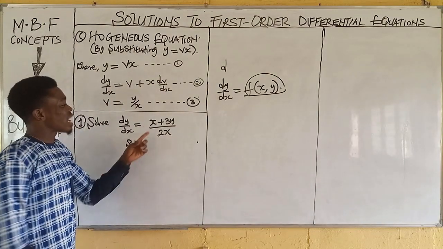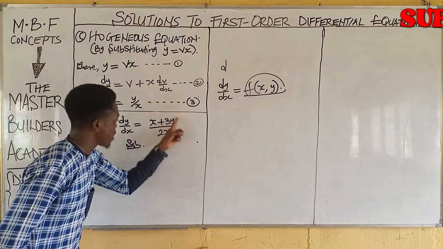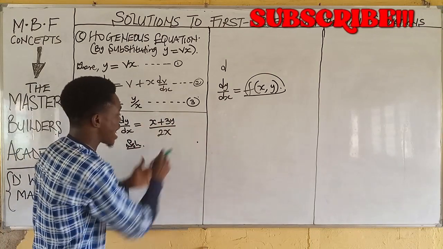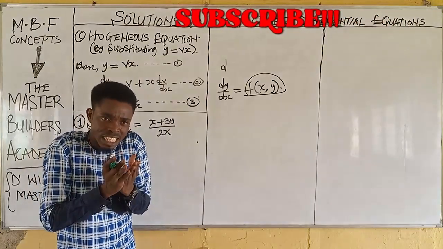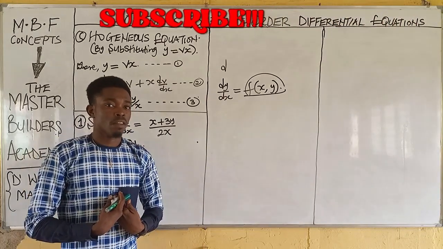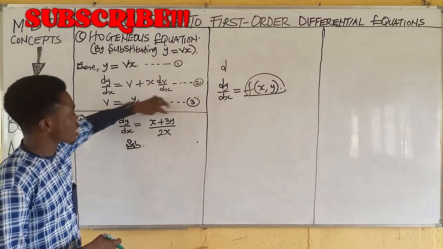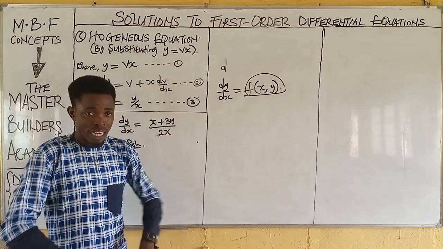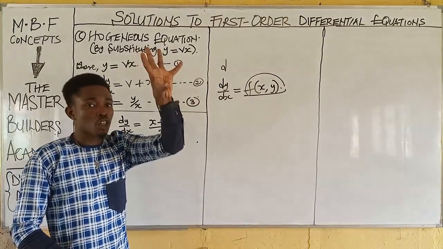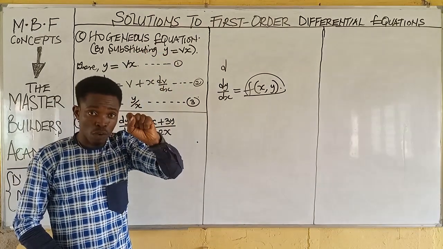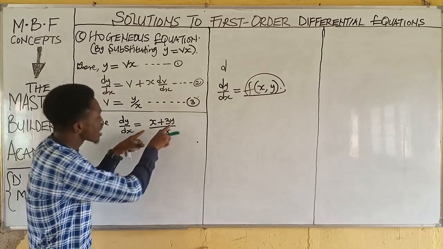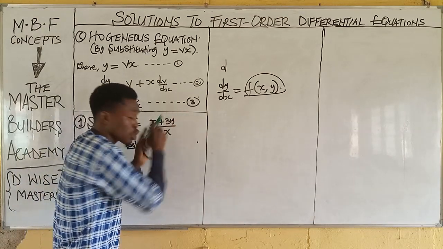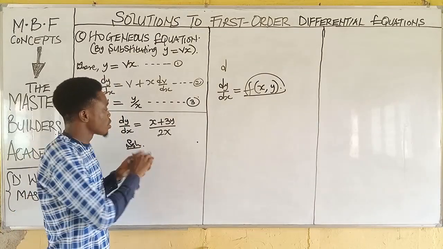Now, when I look at this equation very critically, you will discover that this right hand side is a function of x and y. At the numerator, I have x plus 3y, and at the denominator, I have 2x. The denominator is a function of x only, but the numerator is a function of x and y, an implicit function. But at this point, there is no way I can factorize x or y out of the numerator. Is it possible for me to say, let me factorize?